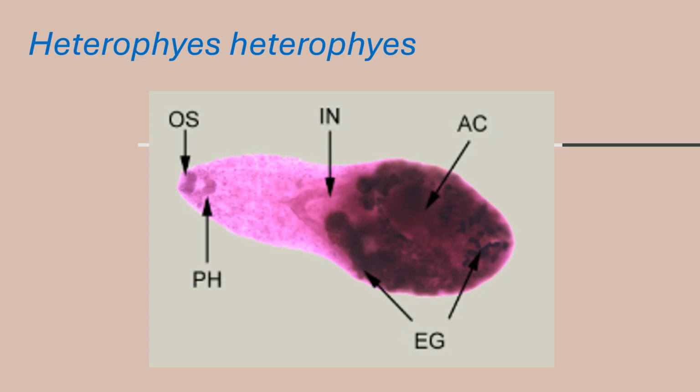Please note that the testes are large and paired, and they are situated in the posterior of the worm. The surface of the worm is covered with small spines. Here you have the oral sucker, the pharynx, and the rest.